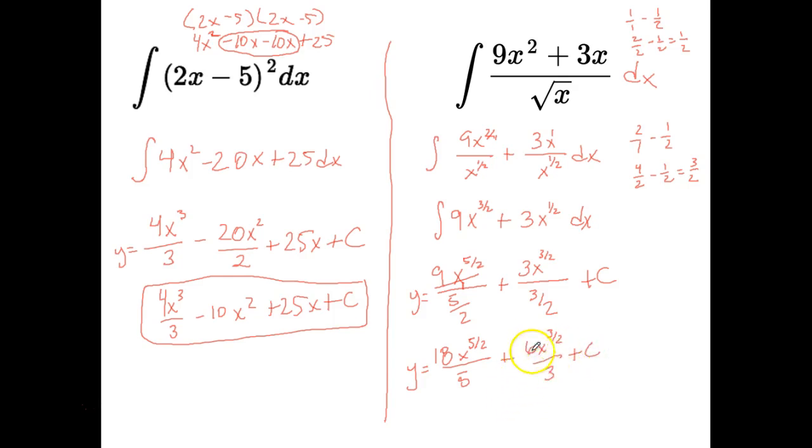And we're almost done. We can just simplify the 6 and the 3 there. So it's going to be 18x to the 5 over 2, all over 5, plus 2x to the 3 over 2, plus c. And that is the integral of that problem.